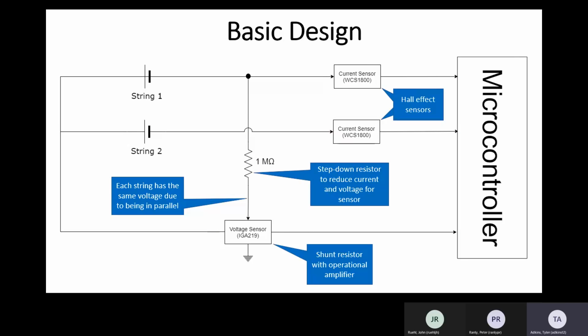So this is our basic design. As you can see on the left, there's string 1 and 2. They're in parallel. They're more like the solar panels if you were seeing it in the field. They're in series with a current sensor each, Hall effect. Below you can see that there's a step-down resistor to reduce current and voltage for our sensors. We don't want to damage the Arduino and the sensors, so that's there. And then at the bottom we have a shunt resistor with an operational amplifier, so that's our voltage sensor, and it's all hooked to our Arduino.